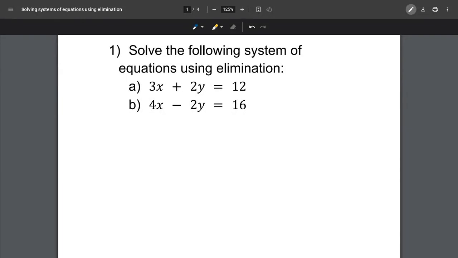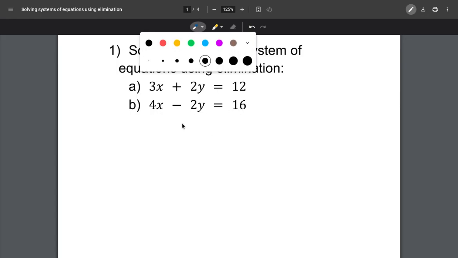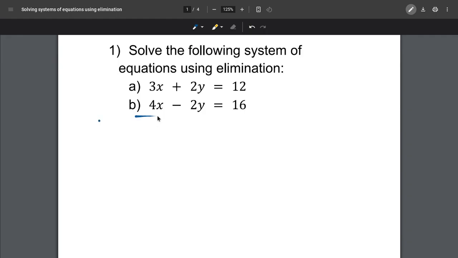In this video we're going to solve systems of linear equations using the elimination method. So let's look at this first one. We have 3x plus 2y equals 12 and 4x minus 2y equals 16. The cool thing here is that we can just add these together. So I can add them together here and the y's will cancel each other out.